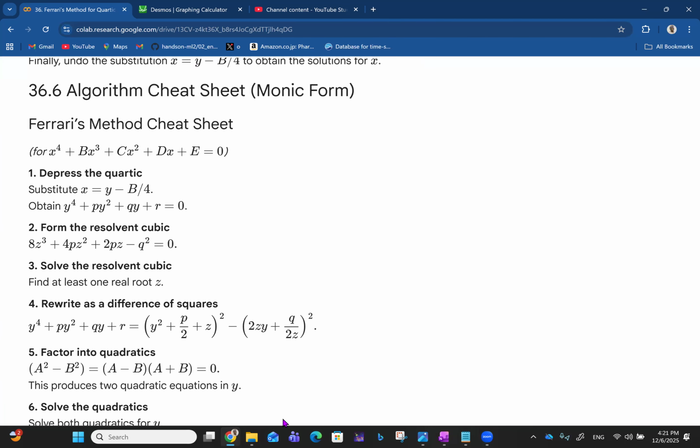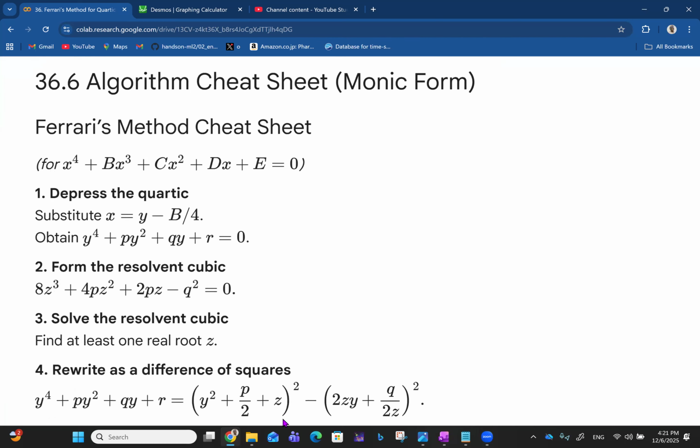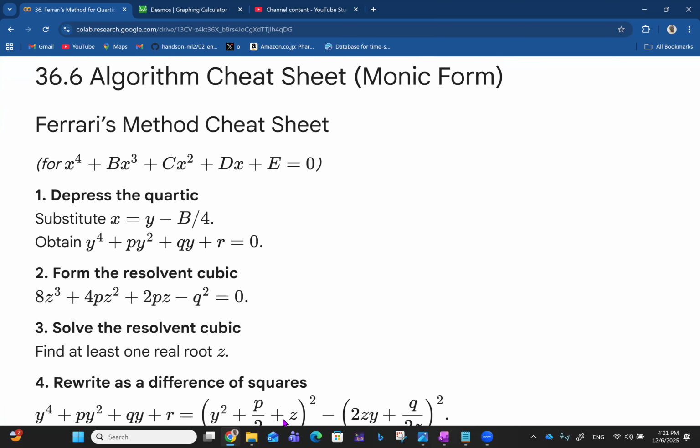Okay. So let's look at the algorithm cheat sheet for a monic quartic equation. So, Ferrari's method cheat sheet. For x raised to power 4 plus bx cubed plus cx squared plus dx plus e equals 0, first depress the quartic by substituting x equals y minus b over 4. That's what I've been saying all along. Then you obtain y raised to power 4 plus py squared plus qy plus r equals 0.